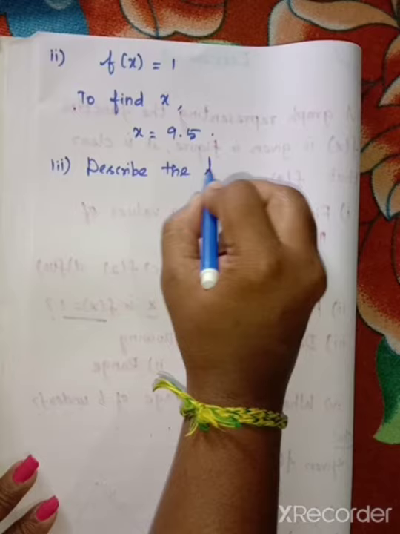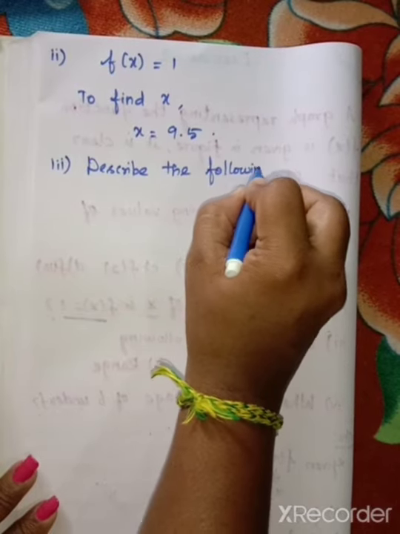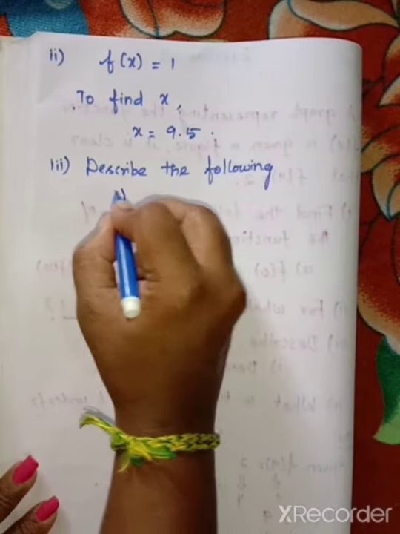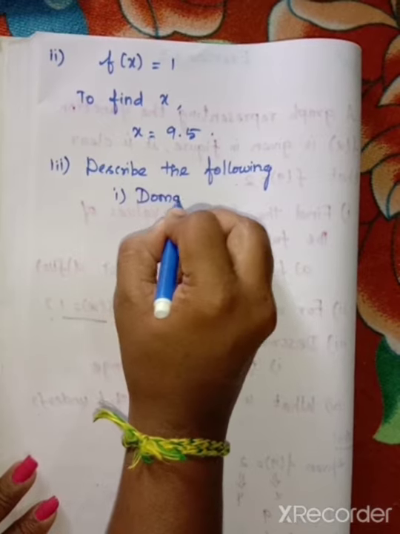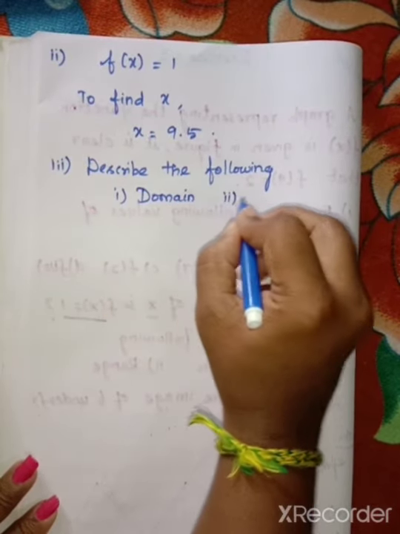Then the third subdivision is: describe the following. First the subdivision is domain. Second one is range.